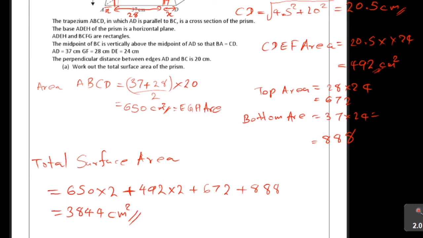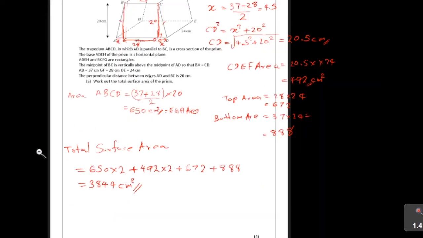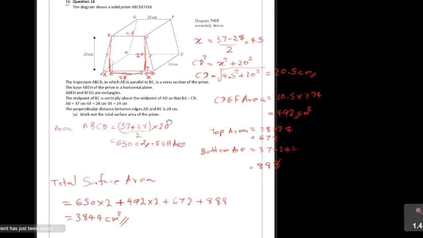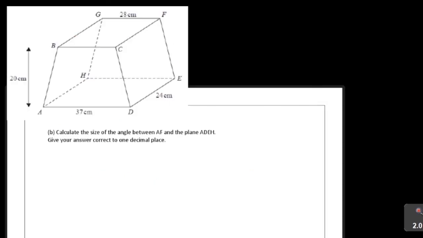3844 square centimeters. Little by little we can do it. No, this is not a very hard part, only getting that CD length. You have to identify that CD length is straight away not given. You have to find it and take it.